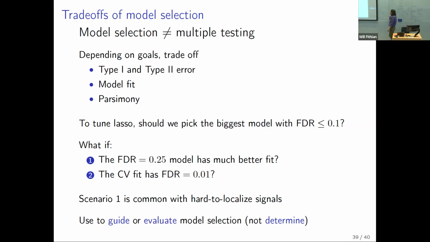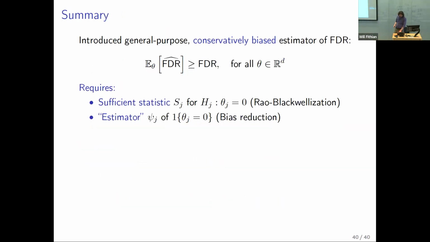So again, I think in a more general model selection context, it's more appropriate to use the false discovery rate, to the extent that we can estimate it, potentially as an input into guiding the model selection, or certainly to evaluate the model that we end up selecting, but not necessarily to determine model selection.